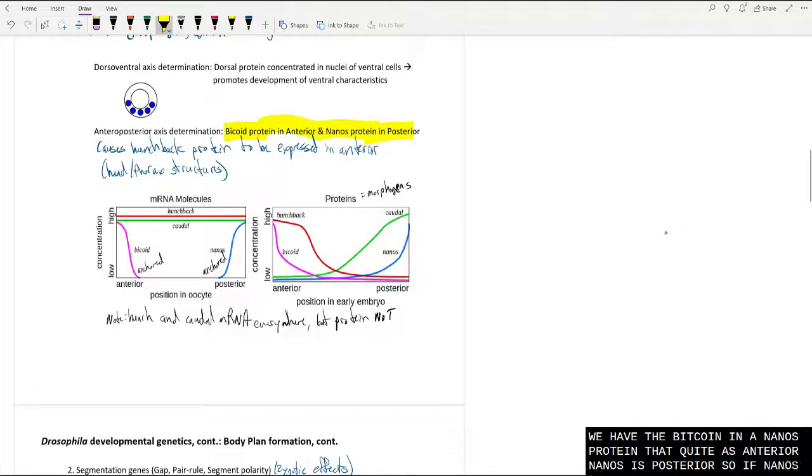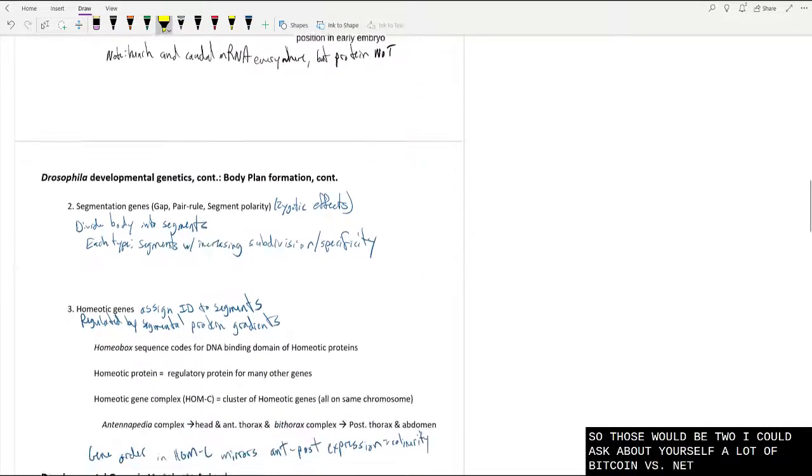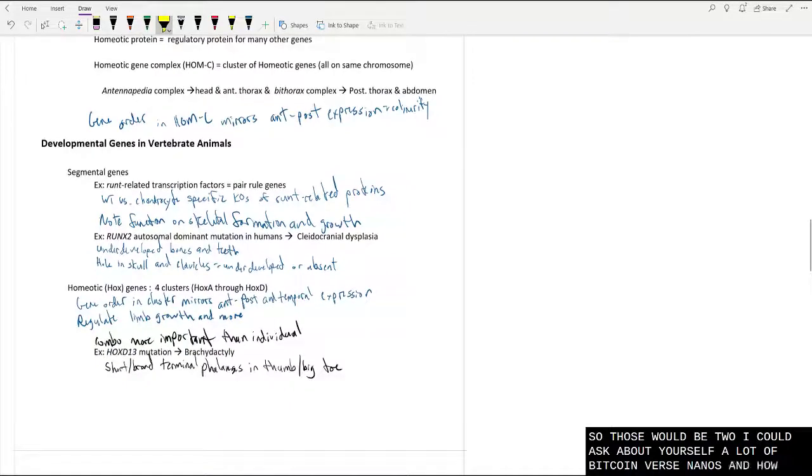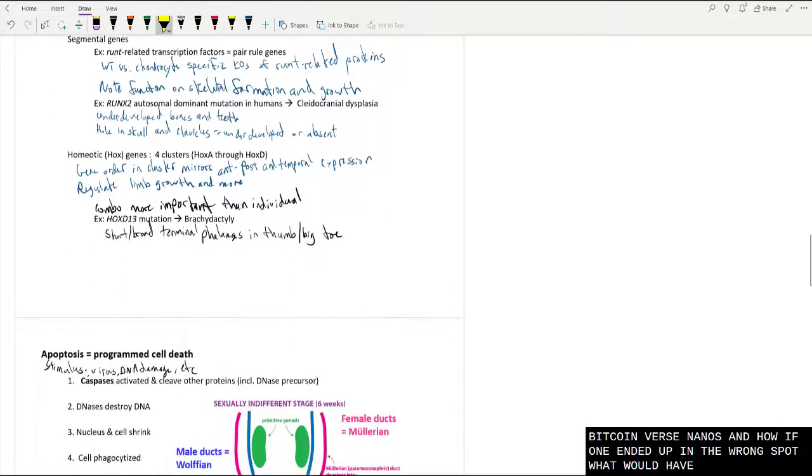So if nanos was put in the anterior end and bicoid was inhibited, you would have two posterior ends to that Drosophila larva. So these proteins are known as morphogens. They have a concentration gradient, and if that concentration gradient isn't right, you don't get the proper development of the head, thorax, and abdominal structures. So those would be the two I could ask about Drosophila, bicoid versus nanos. And how, if one ended up in the wrong spot, what would happen?